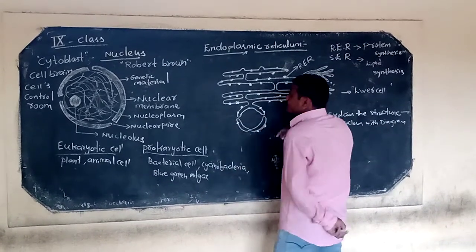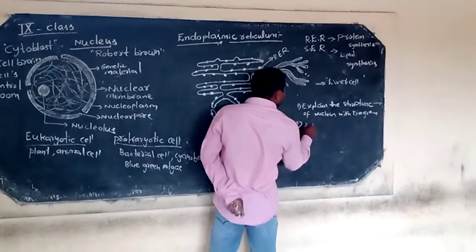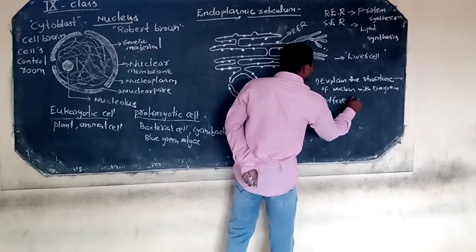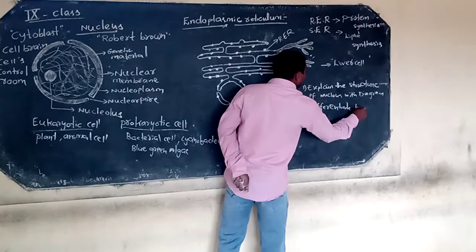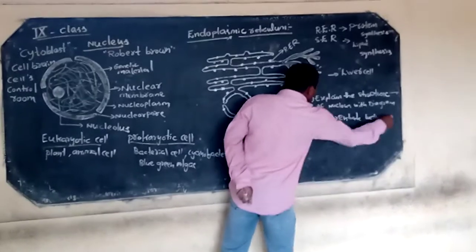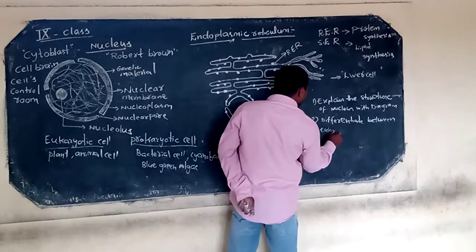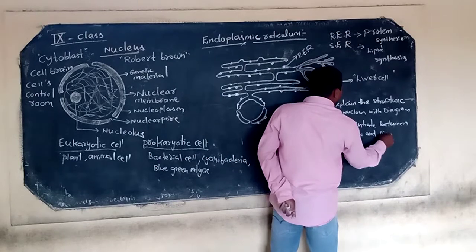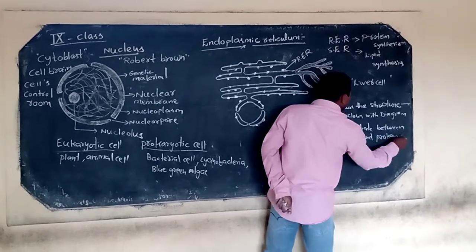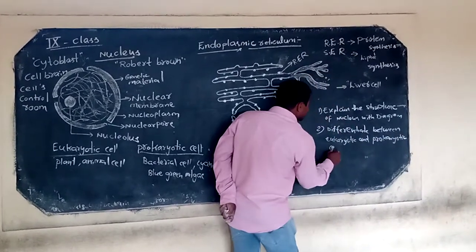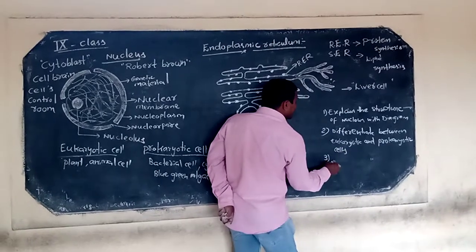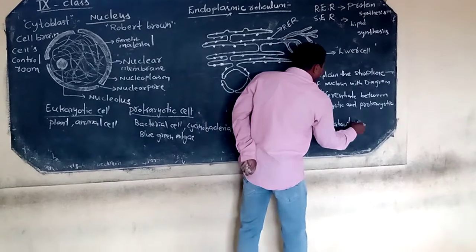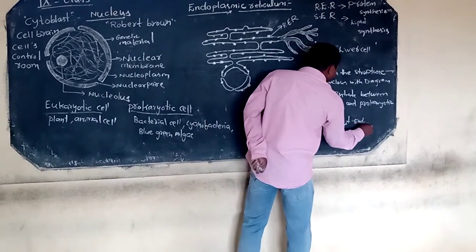The second one is differentiate between eukaryotic and prokaryotic cells. The third one is write about endoplasmic reticulum.